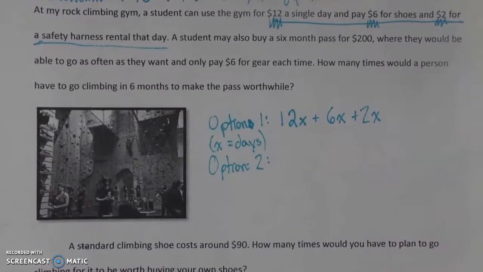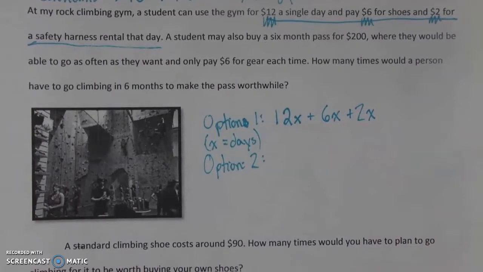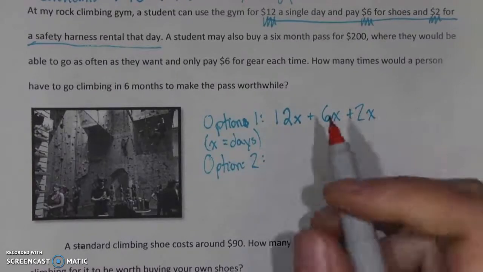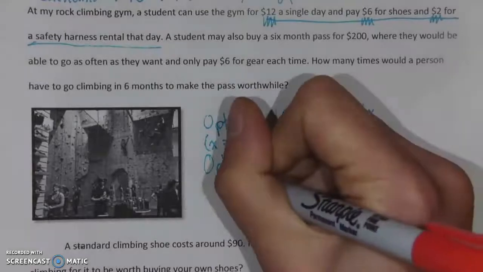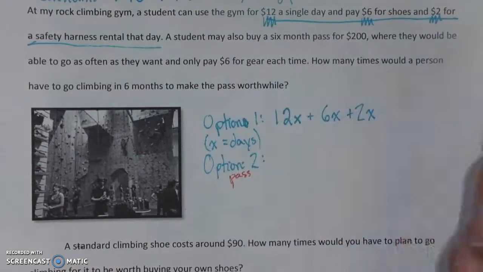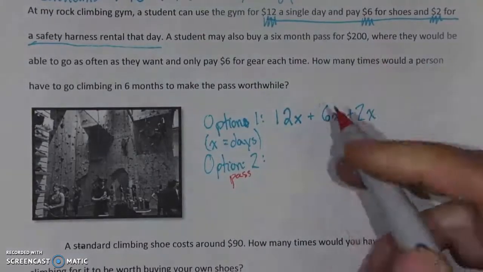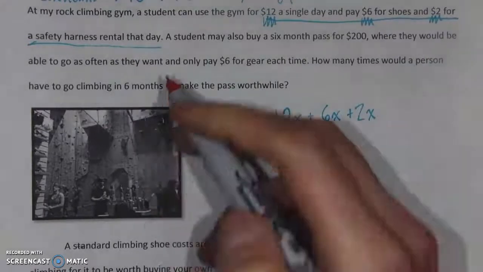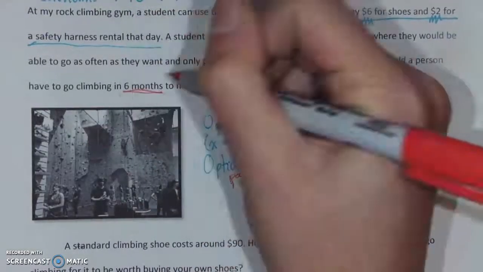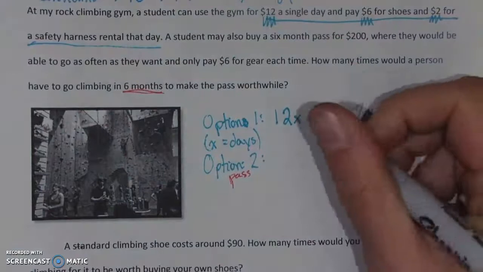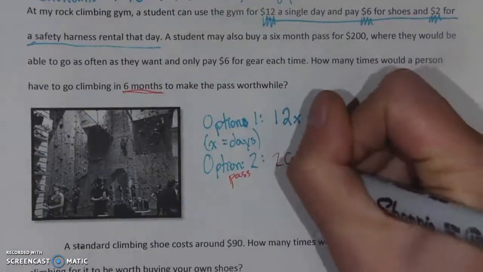I also have my option 2, which might also be quite expensive. In option 2, I buy the pass. So this is going to be my pass option, when my pass is $200. Now, in 6 months, because that's the time period I'm talking about, I will pay that $200 exactly one time.